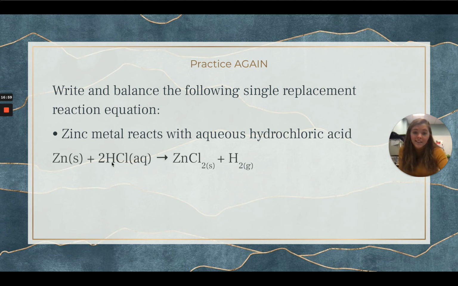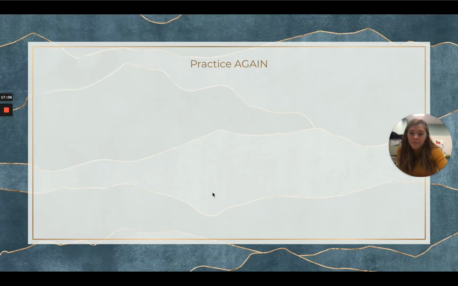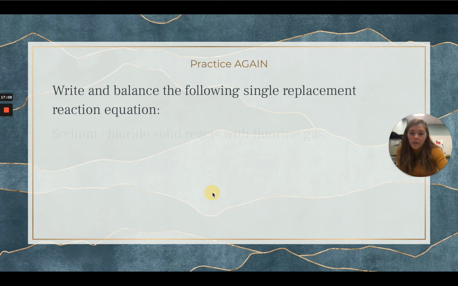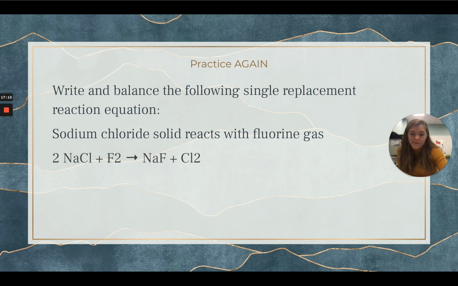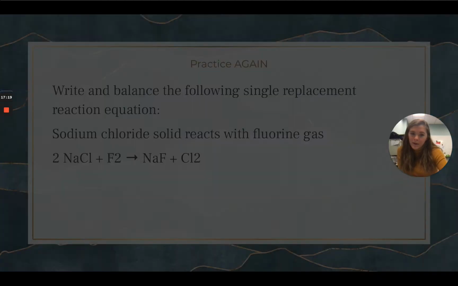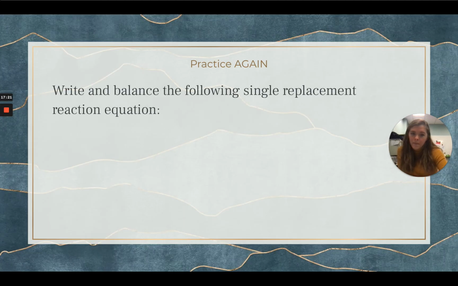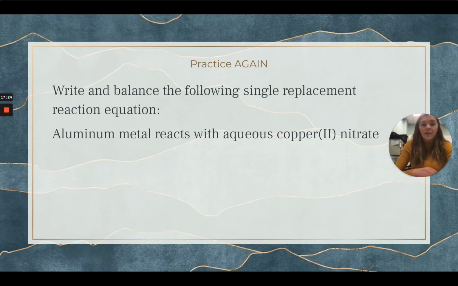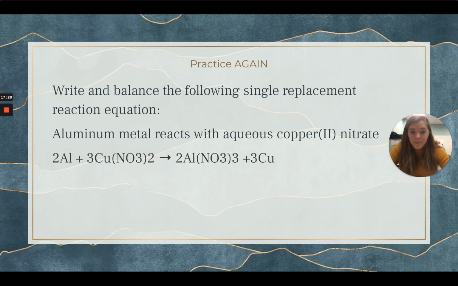Hopefully you saw that yes, this can occur. Zinc solid is reacting with 2HCl to make zinc chloride and hydrogen gas. And then one more here. Sodium chloride solid reacts with fluorine gas. Go ahead and pause it. Hopefully you came up with this. Actually, I might have lied. I might have one more problem for you to try out. Aluminum metal reacts with aqueous copper 2 nitrate. This problem can again be solved. Hopefully you got this as your answer.